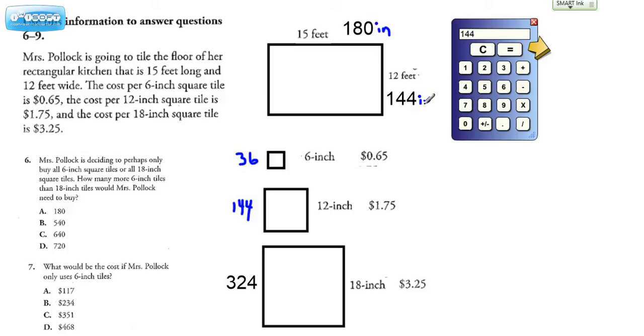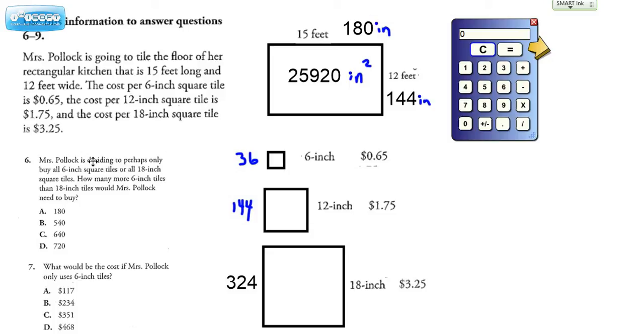Now, if we're interested in finding out how many square inches we have in our kitchen, we need to find what 180 times 144 is, because we need to find length times width, or base times height. So again, we're taking this number and multiplying it by this number to get the area in square inches. 180 times 144 equals, and we get this. So the area is 25,920 square inches.